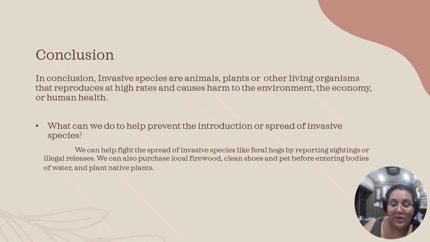Now, other ways that we can help stop the spread of other invasive species is we can purchase local firewood and not move it from state to state, to stop the spread of bugs and things like that. We can also clean our shoes and pets before entering bodies of water, and also plant native plants that are native to Texas or the U.S.